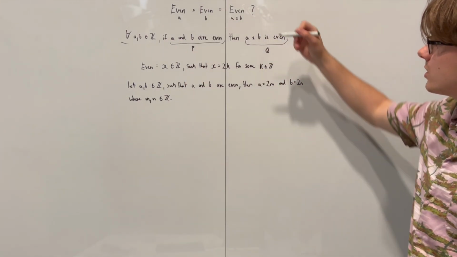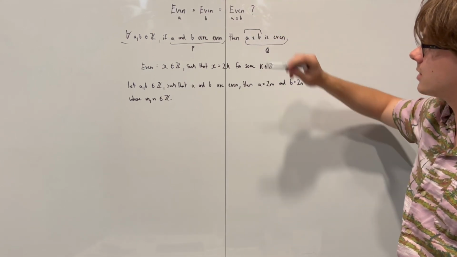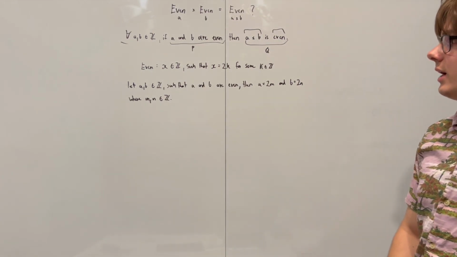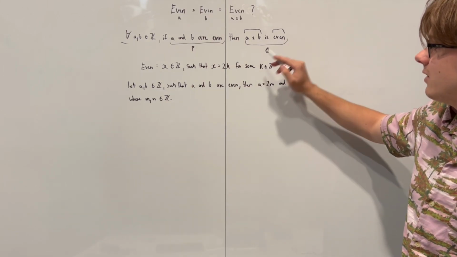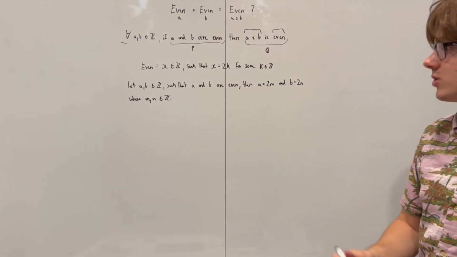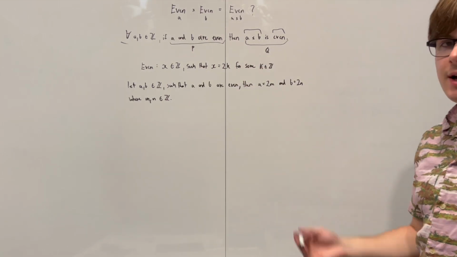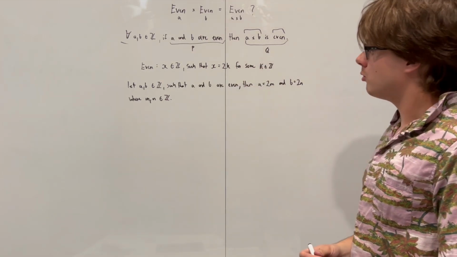Next, we're going to want to get from a times b is even, right? We want to get a times b to be something in the form of x equals 2k, where in our case, k is going to have to be an integer, right? So let's write this out.